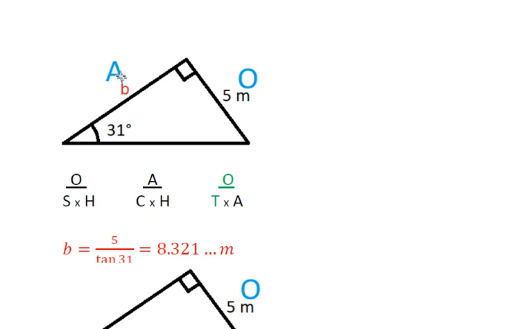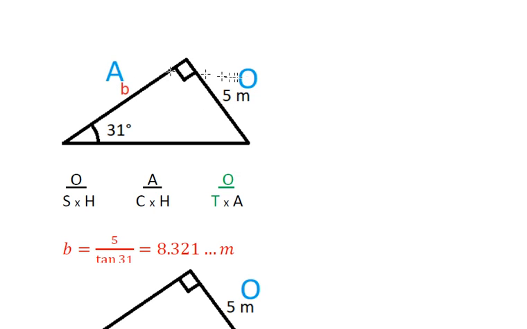B can be labelled as adjacent. Adjacent means the side that is right next to the angle that is given, and so long as it's not the longest side, it's the adjacent. O is the opposite, completely opposite the 31 degrees. You could think of a bow and arrow, shooting an arrow across from the 31 degrees, and it goes directly to the opposite side over here. It's 5 meters over here.